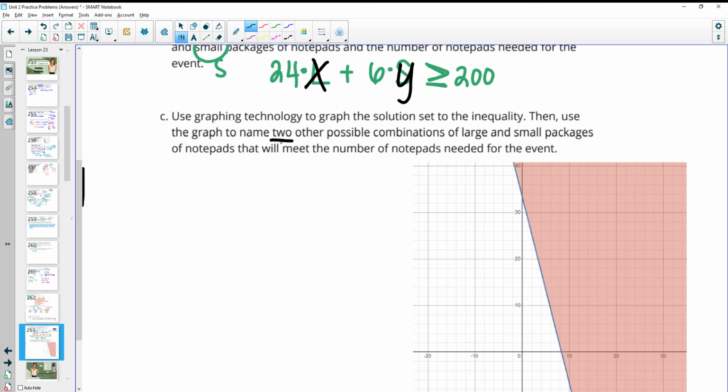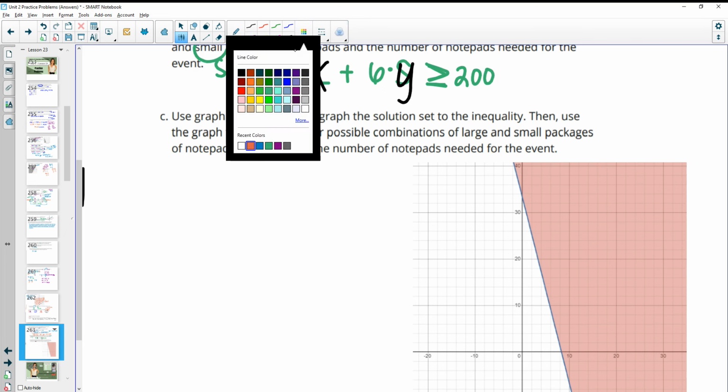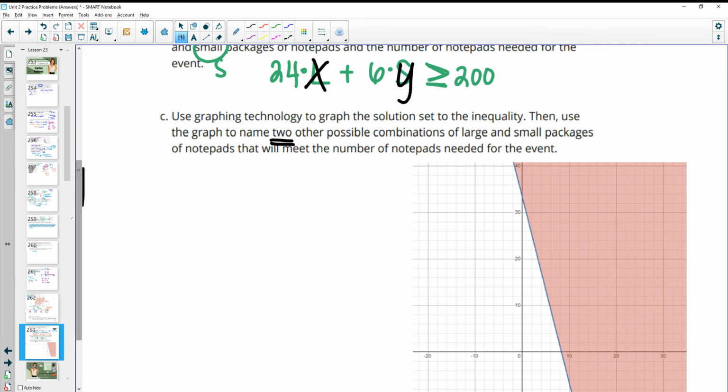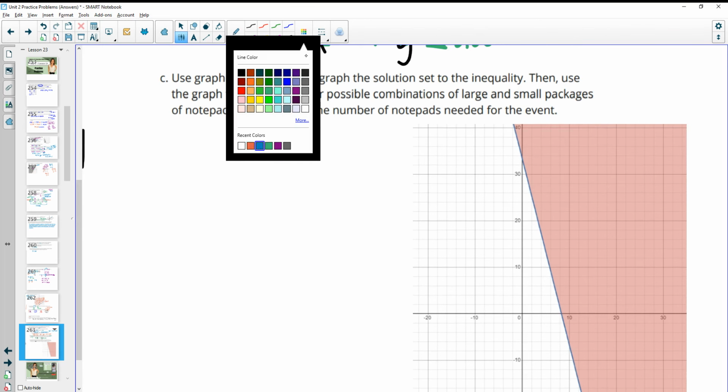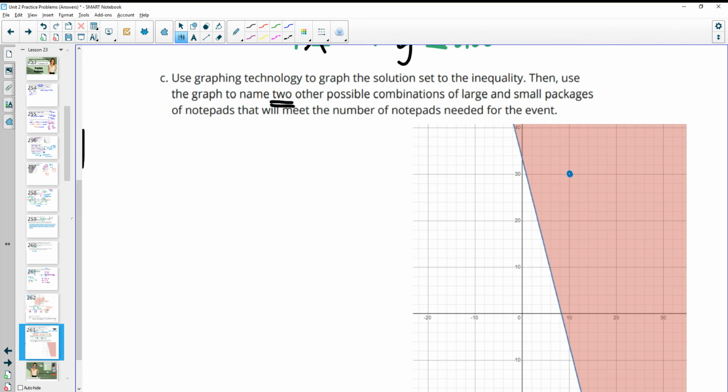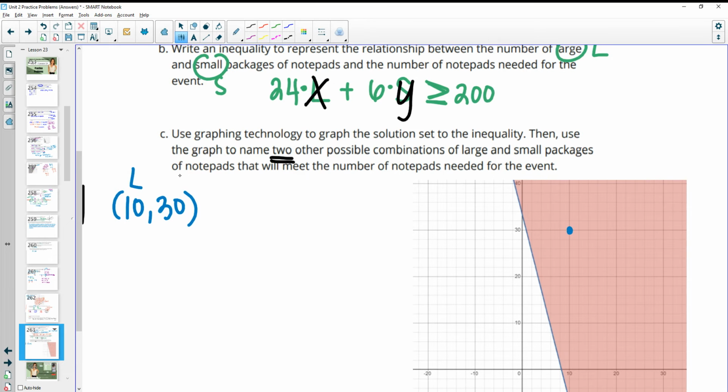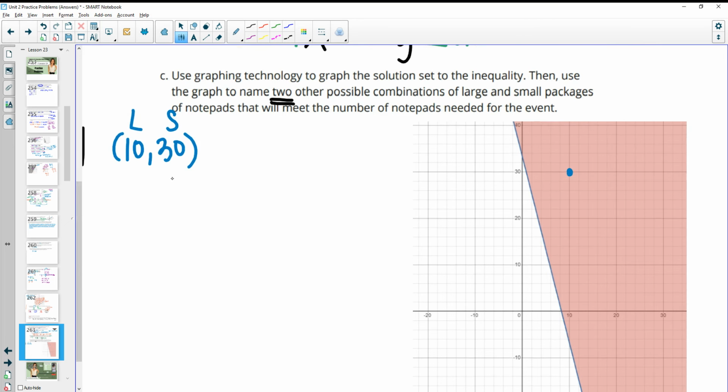So now it wants us to name two other combinations of large and small packages that would work. So you just need to pick anything in the shaded region here, anything greater than this line. So any points here. So 10 large and 30 small would work. Because remember, I changed the X to the L, and the Y is the S. So 10 large packages and 30 small packages would work. Or even 30 and 10 would work, because here's 30 for X. So 30 large and 10 small would work.